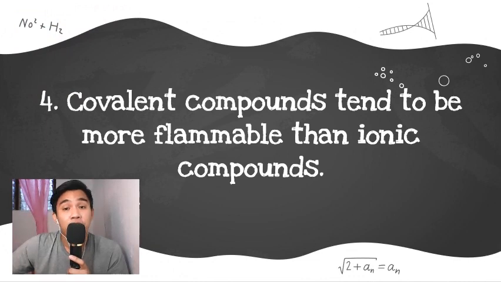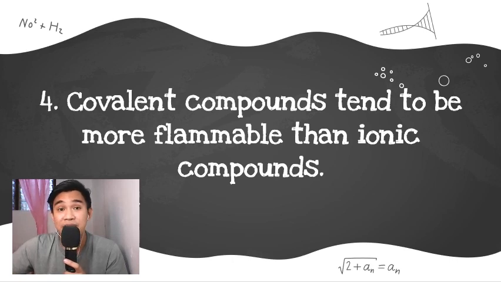Fourth property of covalent compounds is that they tend to be more flammable than ionic compounds. Many flammable substances contain hydrogen and carbon atoms which can undergo combustion, a reaction that releases energy when the compound reacts with oxygen to produce carbon dioxide and water. Carbon and hydrogen have comparable electronegativities, so they are found together in many molecular compounds. So later on, you will know more about electronegativities in the next reports.